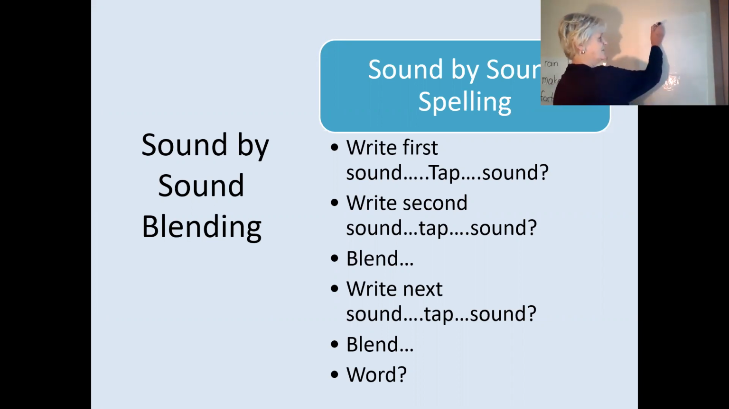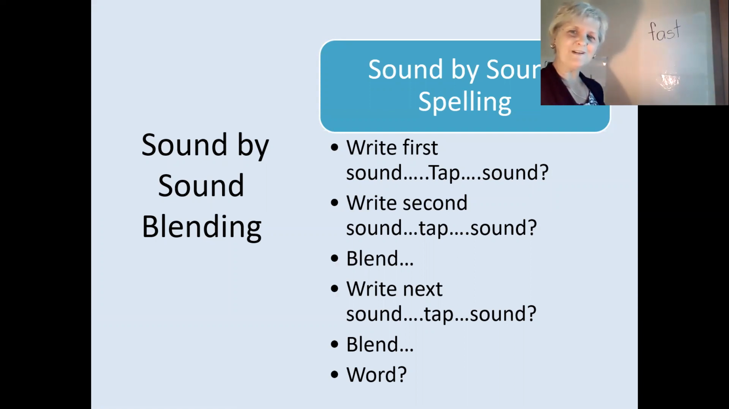So I write my first sound, sound, sound, blend, fa. Sound, blend, fast. Sound, blend, fast. Word, fast.